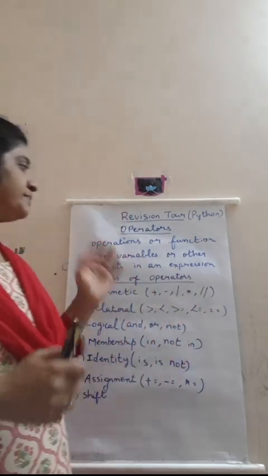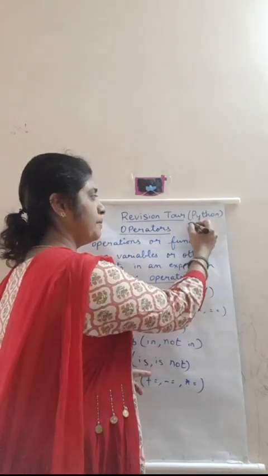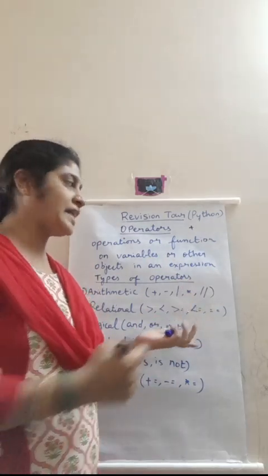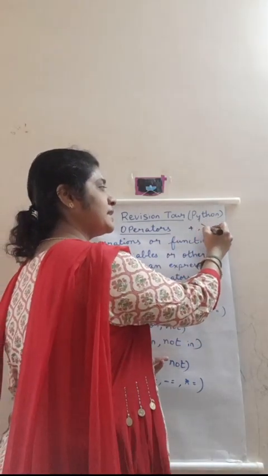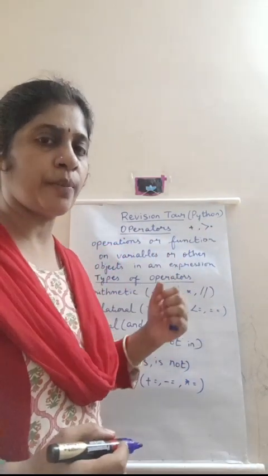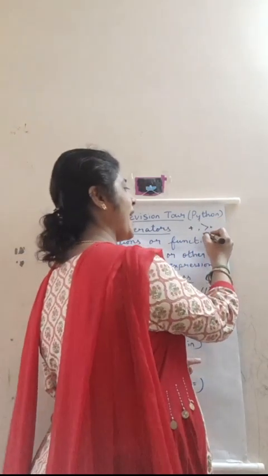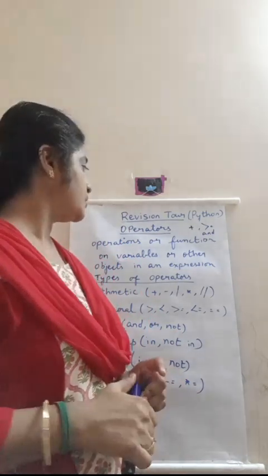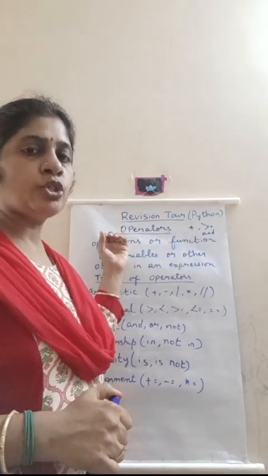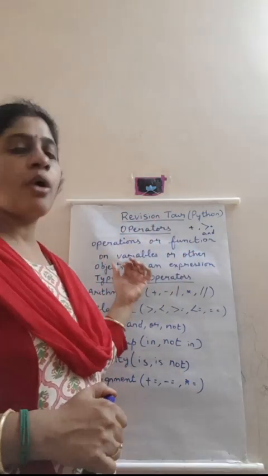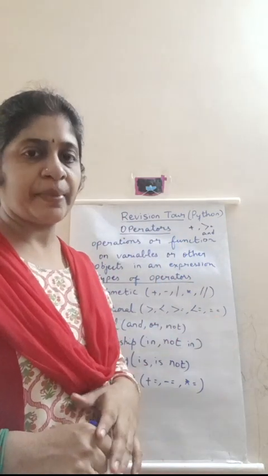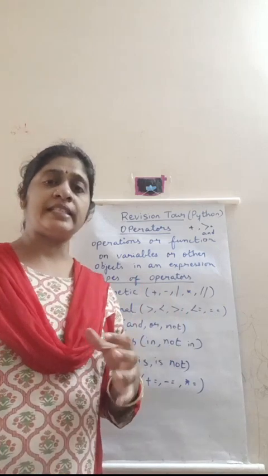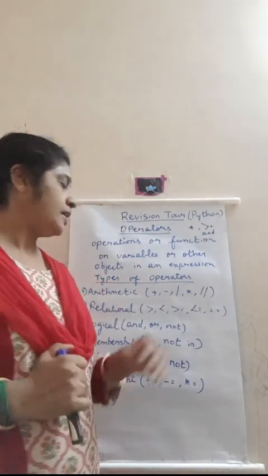For example, it can be a plus. This is an arithmetic operator. Or it can be greater than or equal to. This is a relational operator. Or you can use and. We will see different types of operators now. So what is an operator? It is used to perform operations on variables in an expression. Now let us see different types of operators.